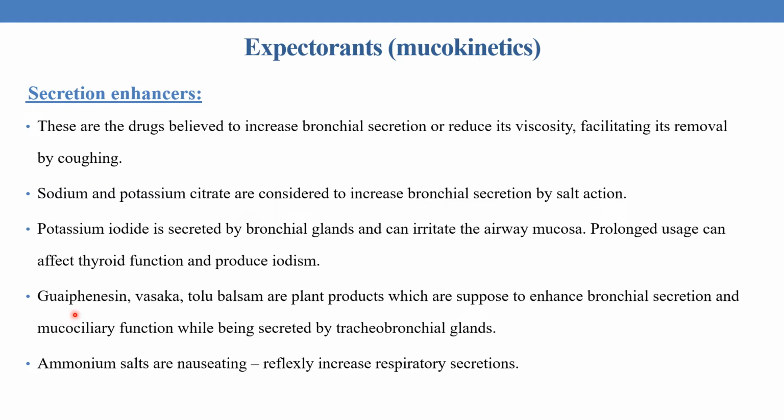Now coming to another drug, guaifenesin. Vasaka and Tolu balsam are plant products which are supposed to enhance the bronchial secretion and mucociliary function while being secreted by tracheobronchial glands. Ammonium salts are nauseating and they reflexly increase respiratory secretions. These are various examples and their specific mechanism of action of some of the expectorants.